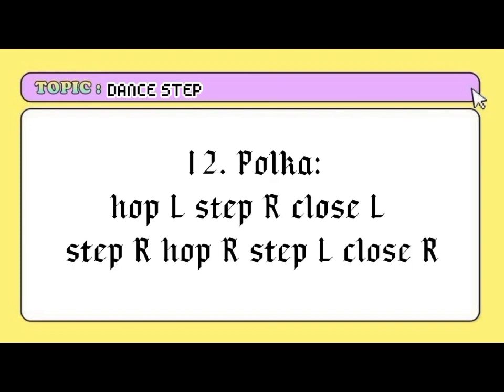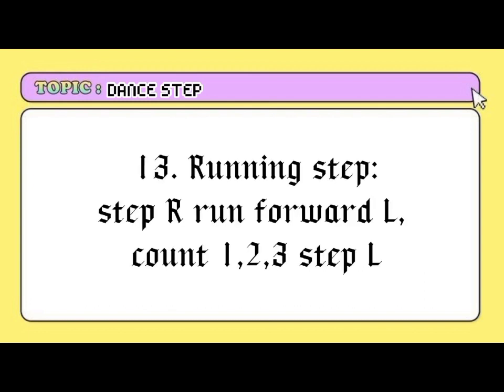Polka. Hop left, step right, close left, step right, hop right, step left, close right. Polka is a lively couple dance of Bohemian origin in double time with the basic pattern of hop, step, close, step. Running step. Step right, run forward left, count 1, 2, 3, step left.